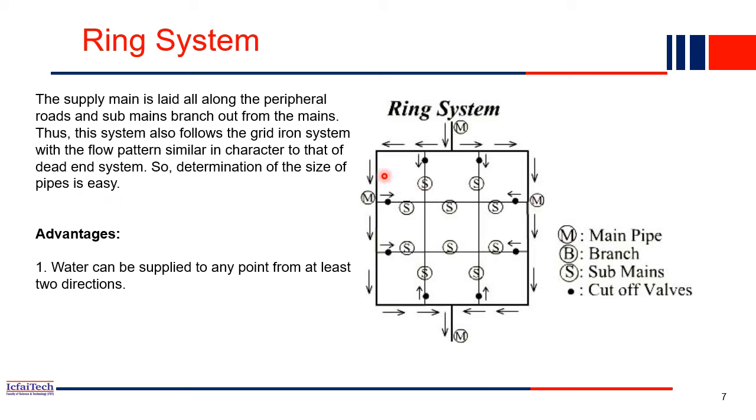So the determination of pipe sizes here will be easier, because the water is flowing in the same way. And the advantage with this ring system is that at any point, there are at least two ways you can distribute the water, right? So if any valve is closed for repair or anything, you can still distribute the water in some other direction. For example, if this valve is closed, water will still be distributed. If you open this valve, then water will come here and it can be distributed in this area also. So this is the advantage with the ring system.